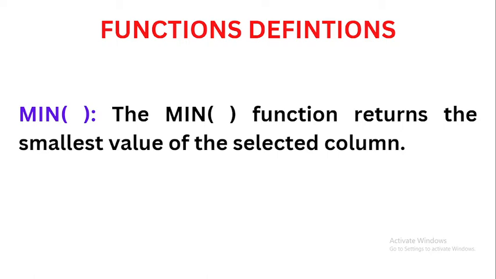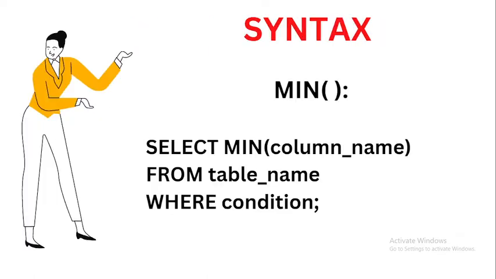So let's discuss our first aggregate function, min. The min function returns the smallest value of the selected column. Let's come to the syntax for the min function: select min, applied on any column name, from table name where condition.